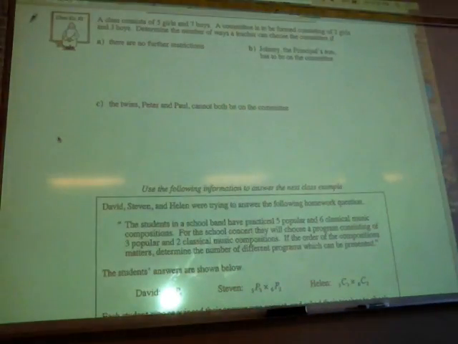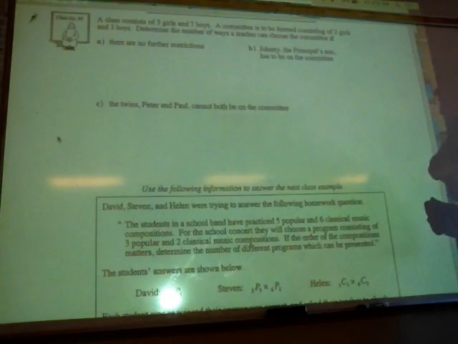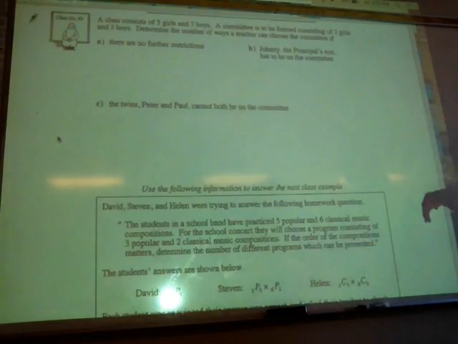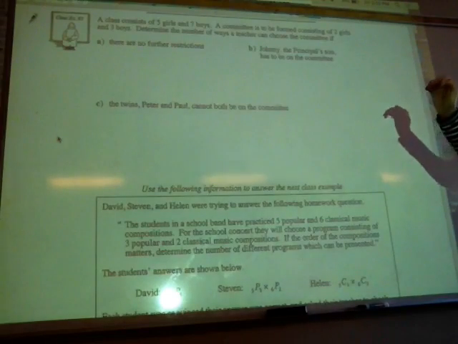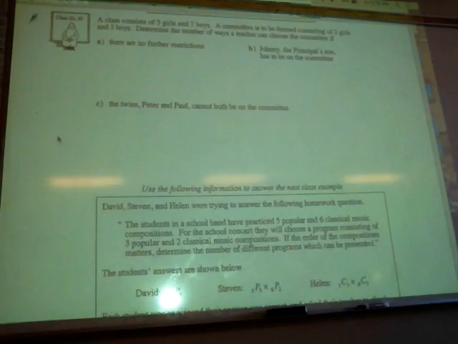Alright, so a class consists of 5 girls and 7 boys. A committee is to be formed consisting of 2 girls and 3 boys. Determine the number of ways a teacher can choose the committee if there are no further restrictions, Johnny's on the committee, or the twins cannot both be on the committee.